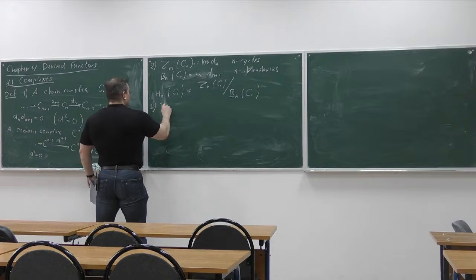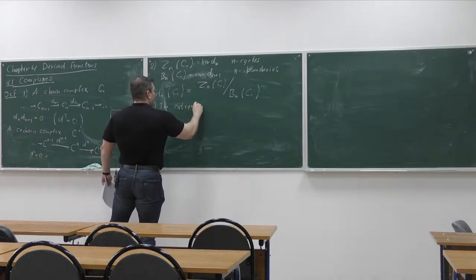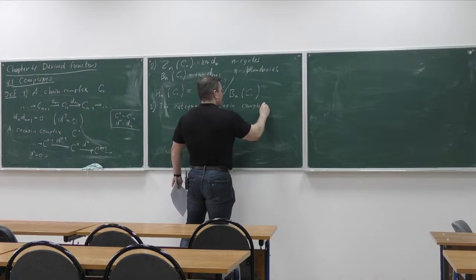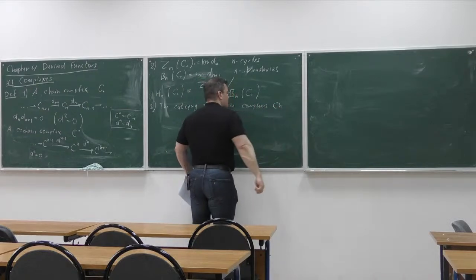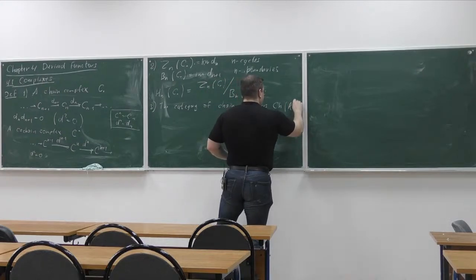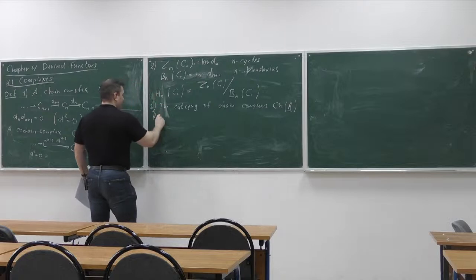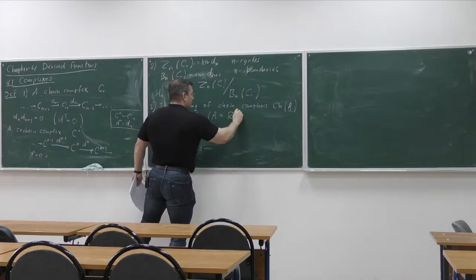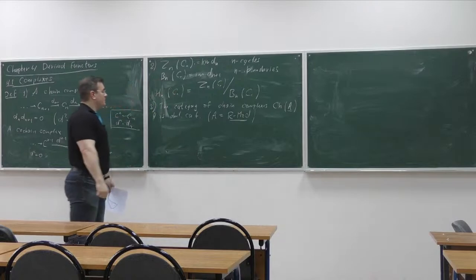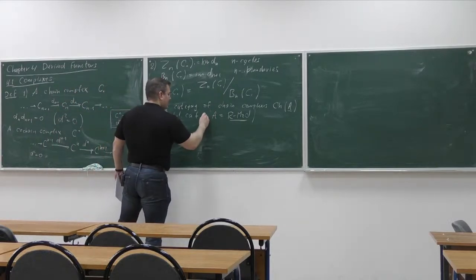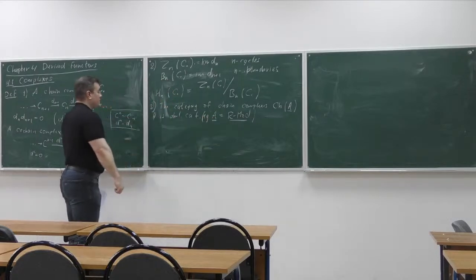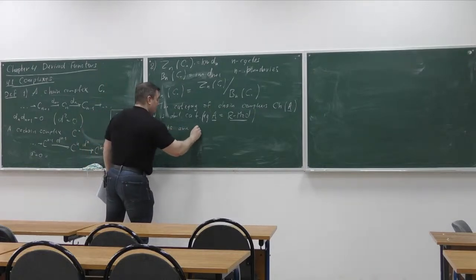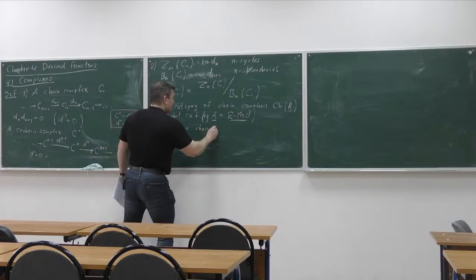So 3. The category of chain complexes. So the notation I'm going to use is CH. Well, I can write CH(A), where A is some abelian category. Actually the most important example will be an example of R modules. So what's this category? Well, objects of this category are just complexes. Chain complexes.